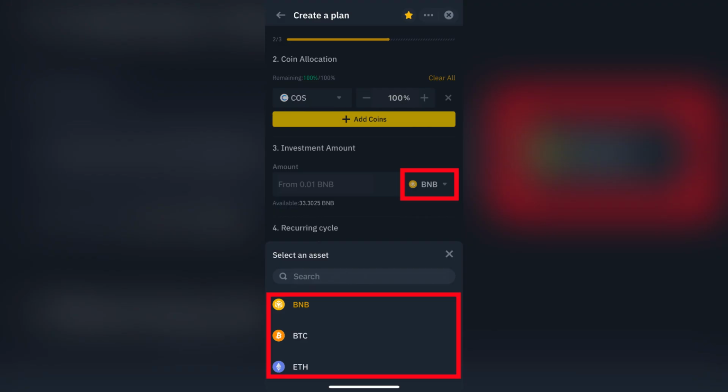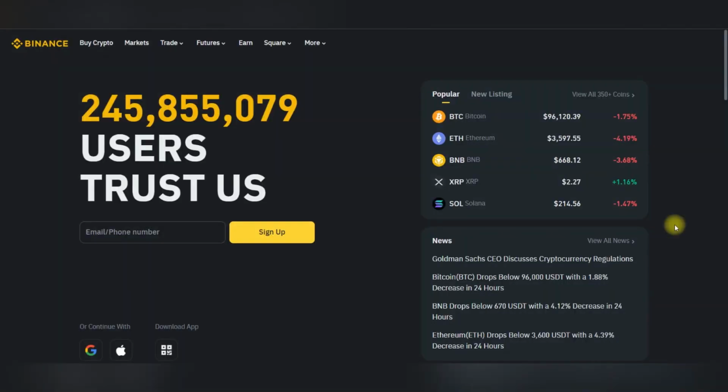So all you have to do is create a Binance account, verify it, deposit some money, and then start trading, and that's how you invest in crypto on Binance.